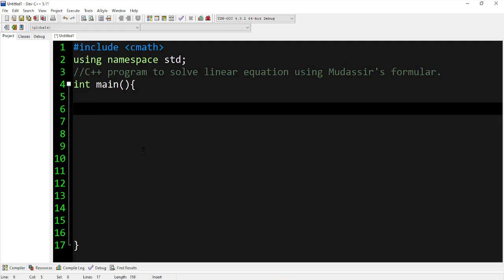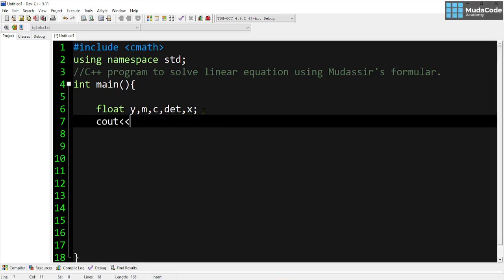The first thing I need to do is create 3 to 4 variables, let's say floats: y, m, c, det, and x. These are all the variables I need to solve this problem. After creating them, this variable is going to hold our y, this one is going to hold our m, this one is going to hold our c, this one is going to hold the determinant, and this one is going to store our answer. So firstly, we do something like this.